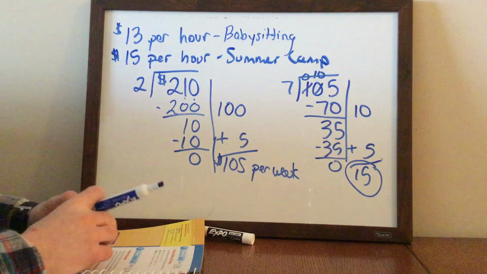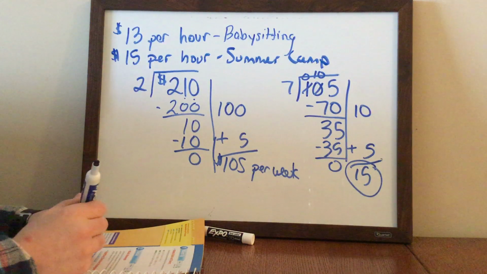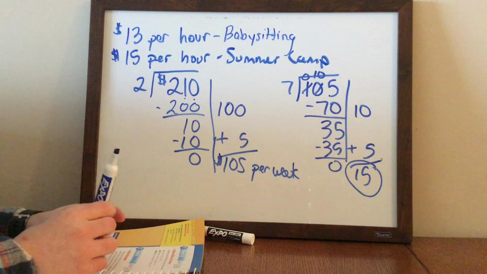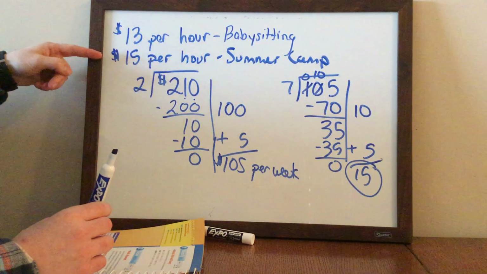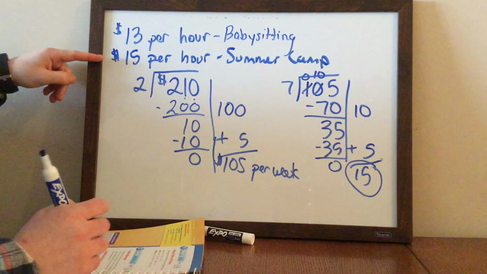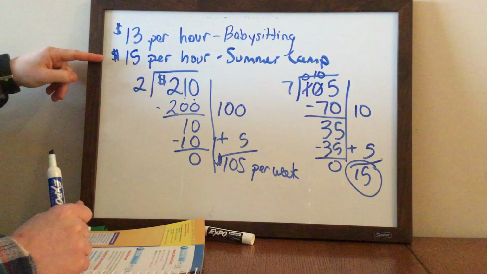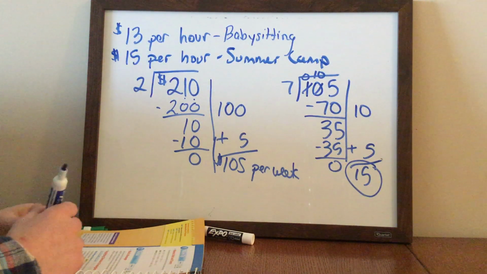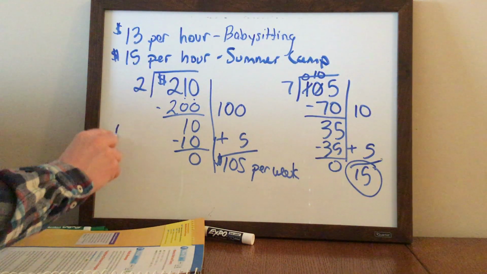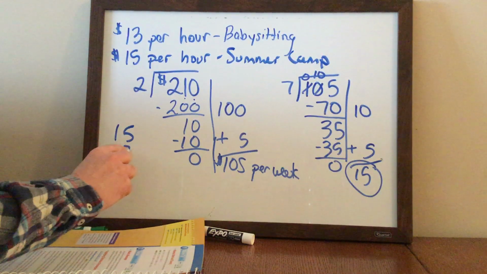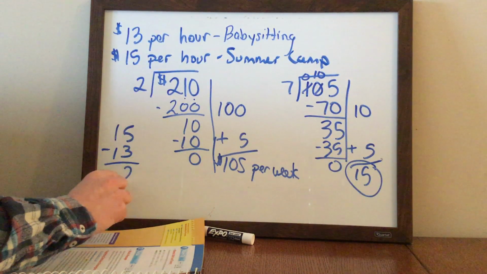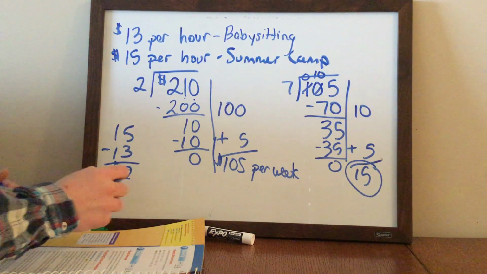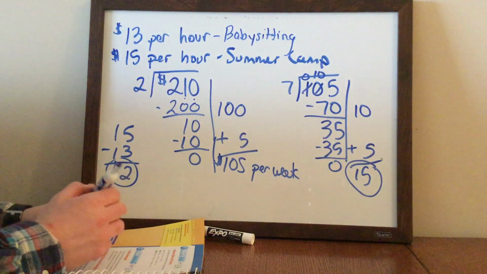So if you look at your book, it says the blank job pays more per hour. Which job pays more per hour? It's the summer camp. So we'd fill that in. The summer camp job pays more per hour. And it pays blank more per hour. Well, we can see that if we take the 15 minus the 13, that would give us 2. It pays $2 more per hour.